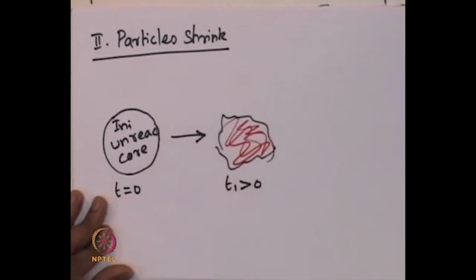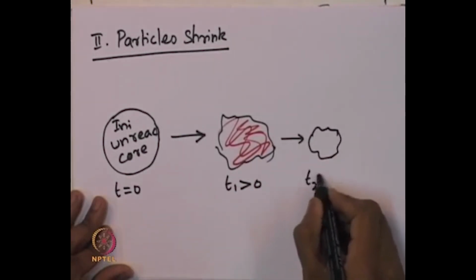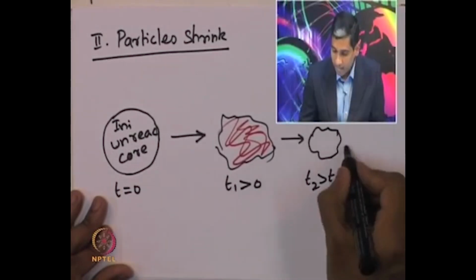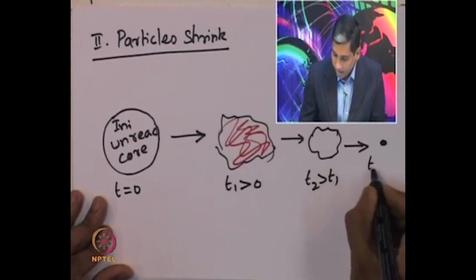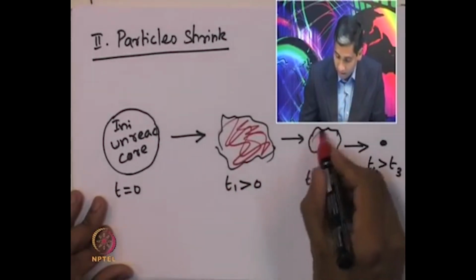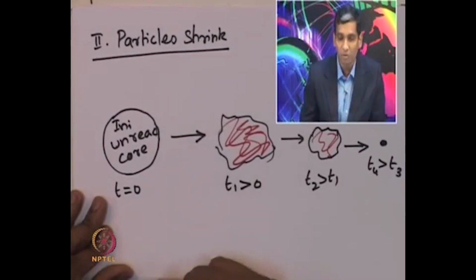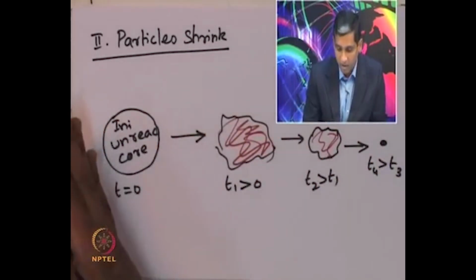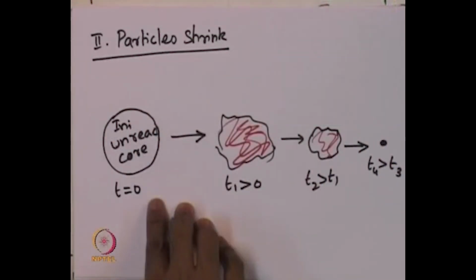This is the unreacted core which is reduced in size, and as time further proceeds, the size reduces further. This is t2 greater than t1, and as time proceeds further, the solid core actually disappears. This is because the solid present in the initial unreacted core is almost completely consumed, so we can see that the core is slowly being consumed and then completely disappears. The particle can reduce in size even when there is a product layer around it.